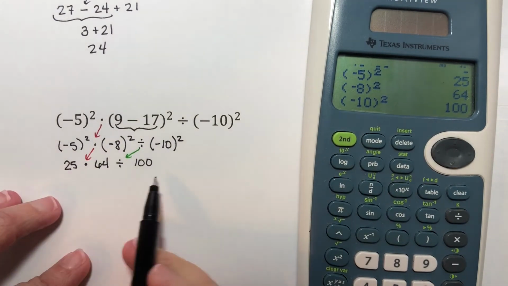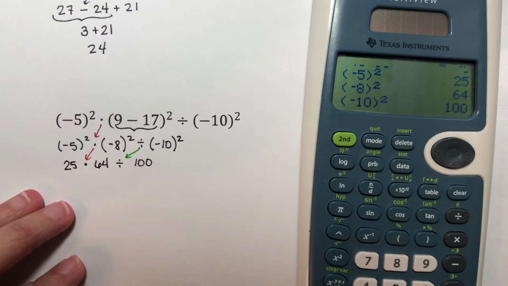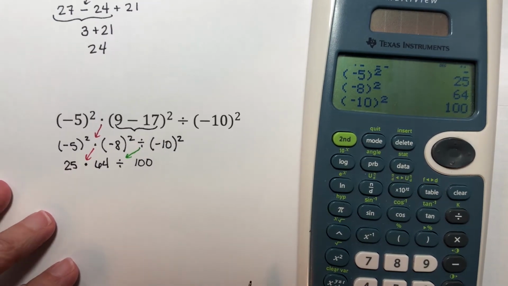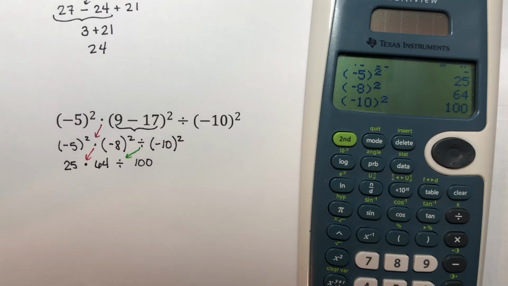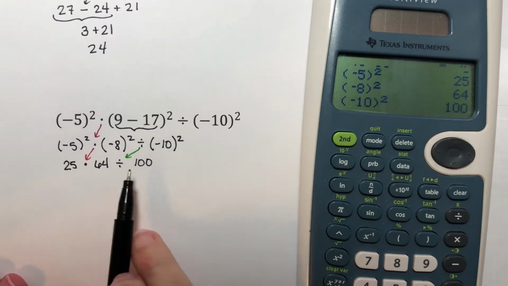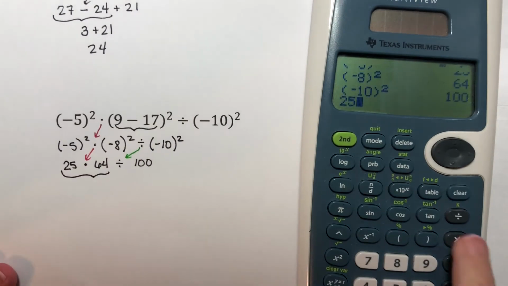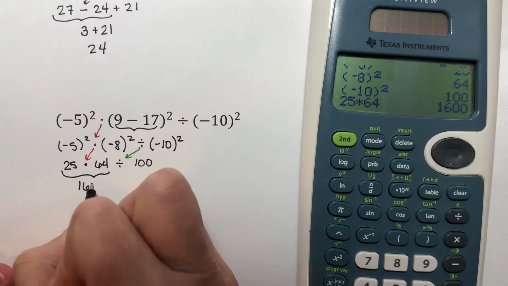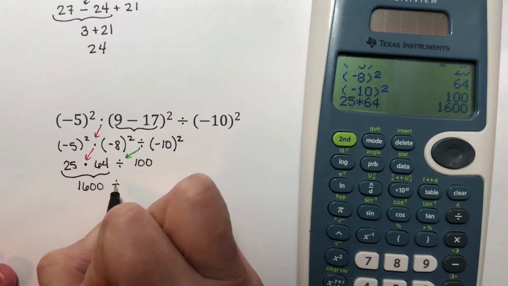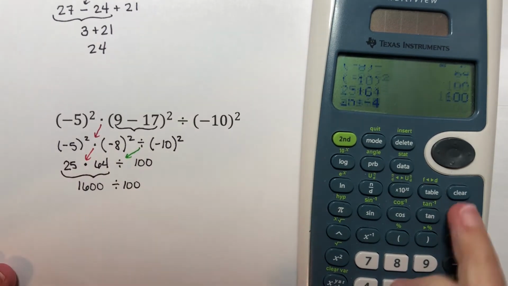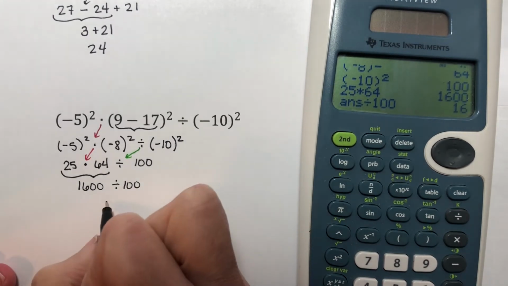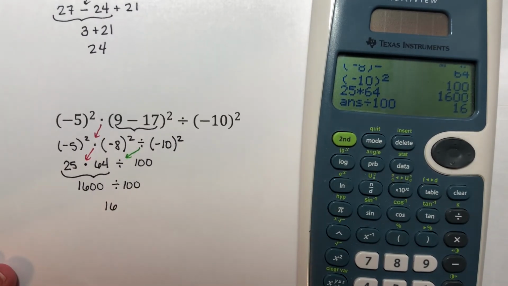So now we have only positive numbers involved, which is really kind of nice. Now order of operations, we don't have any parentheses left to simplify, no more exponents, so now it's multiplication and division from left to right. So I have a multiplication here, division here. I need to do this first. 25 times 64 is 1600 divided by 100, and you get the answer of 16, and that should be your answer.